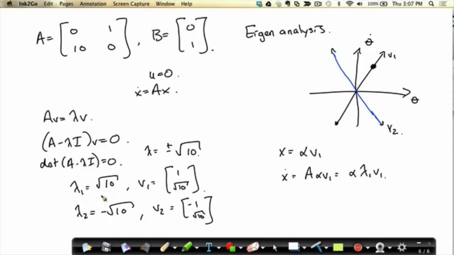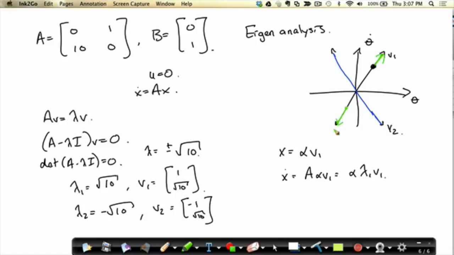And since lambda here is positive, that means it's going to move along that same eigenvector, and since it's positive, it's moving away from the origin. Okay, similarly, if I have a point here, x dot, the vector, is pointing away. It's along V1 pointing away. Right? Have you guys seen this before, these phase portraits for linear systems?